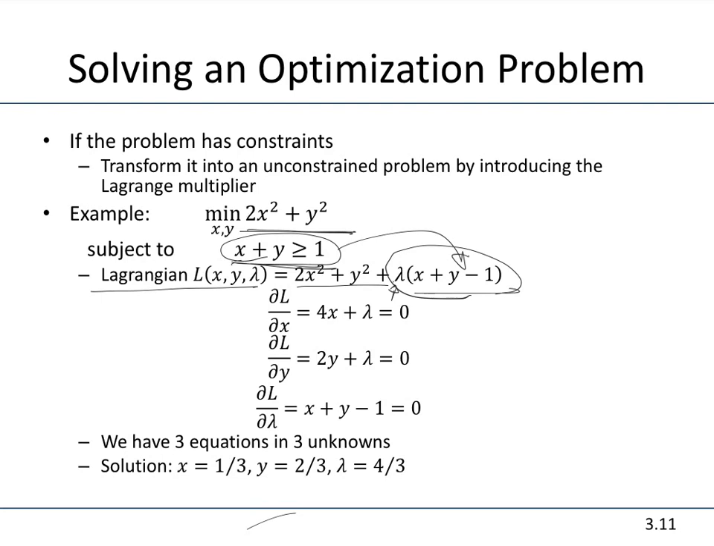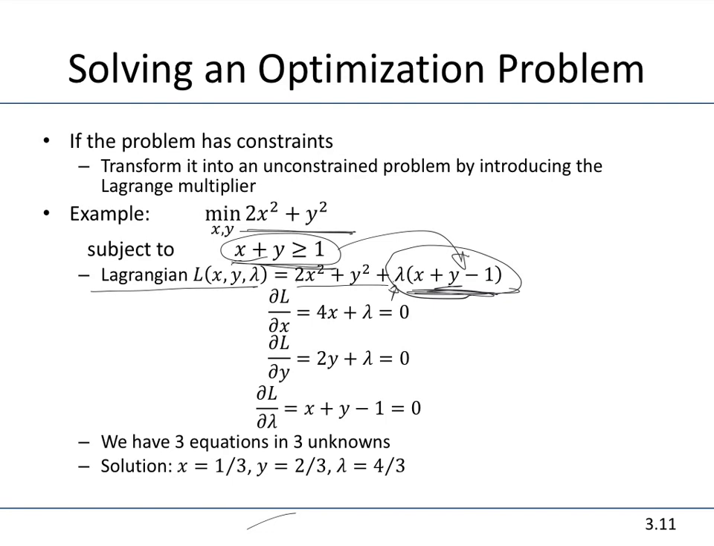You see what I mean? So if the constraint is fulfilled, okay, if the constraint here is fulfilled, lambda will be zero, right? Which means that what I'm trying to minimize now is 2x squared plus y squared without this term, because lambda is zero, so zero multiplied by anything is zero. Okay? Or if x plus y minus 1 is exactly zero, then it doesn't matter the value of lambda, right? It doesn't matter the value of lambda, right?